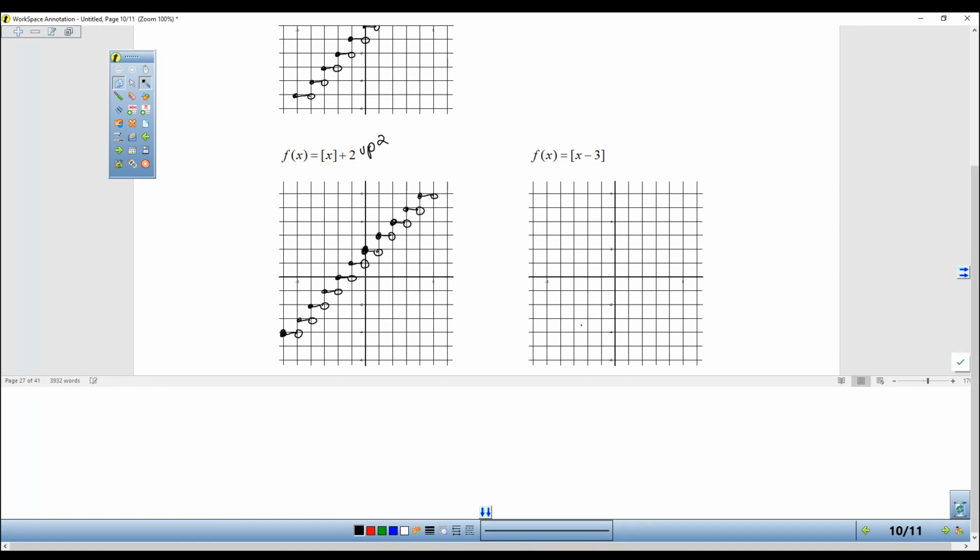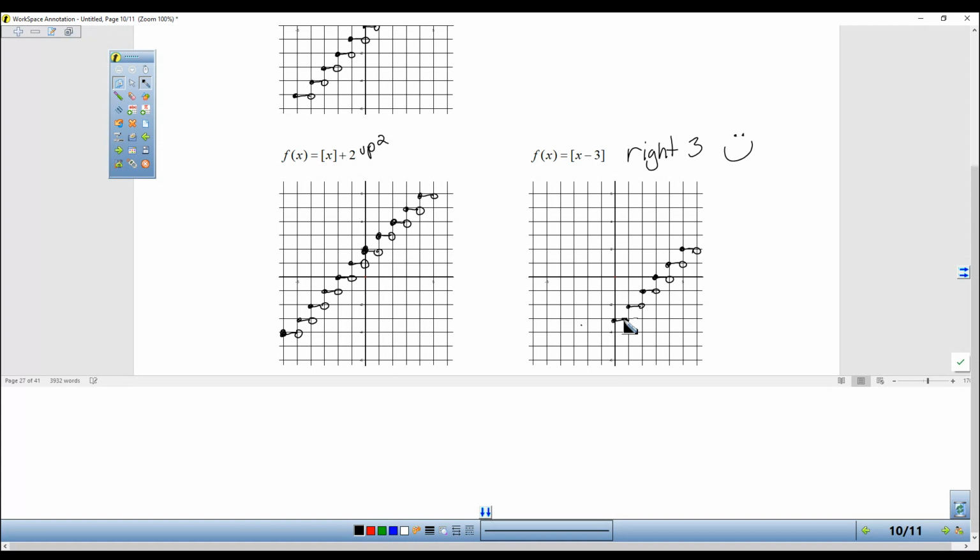Answer in your own head while you're listening to this video. How does that move? Up, down, left, or right? Hopefully you said right 3. 1, 2, 3. So I start here. That's my new 0, 0. And I make my birthday function.